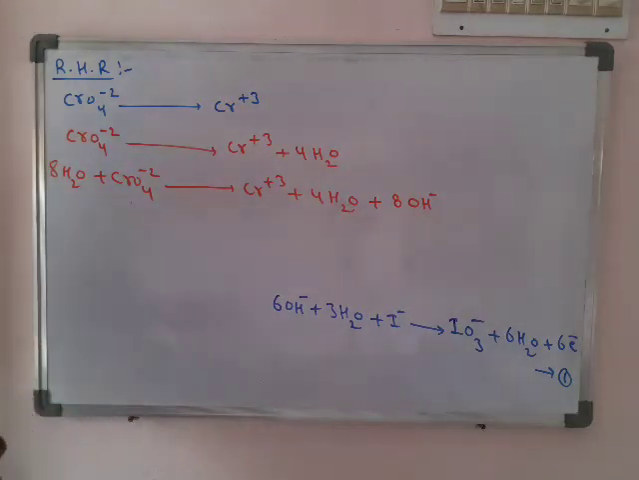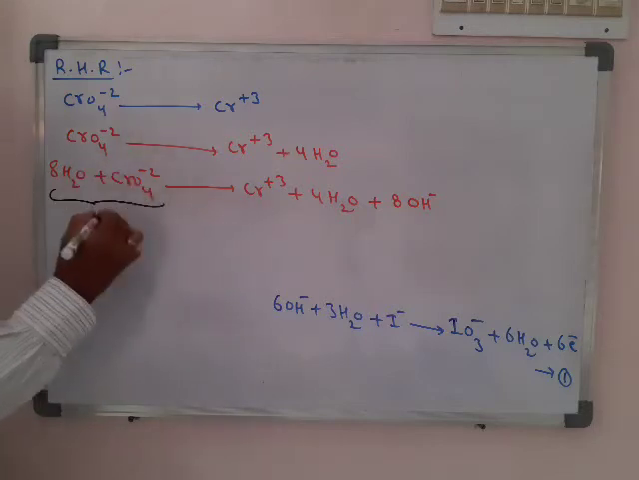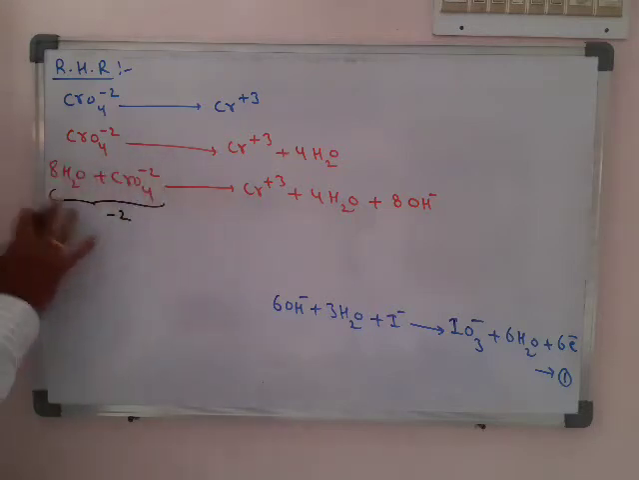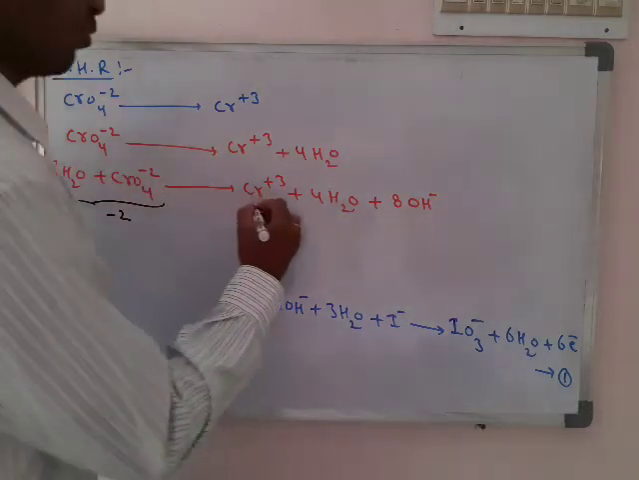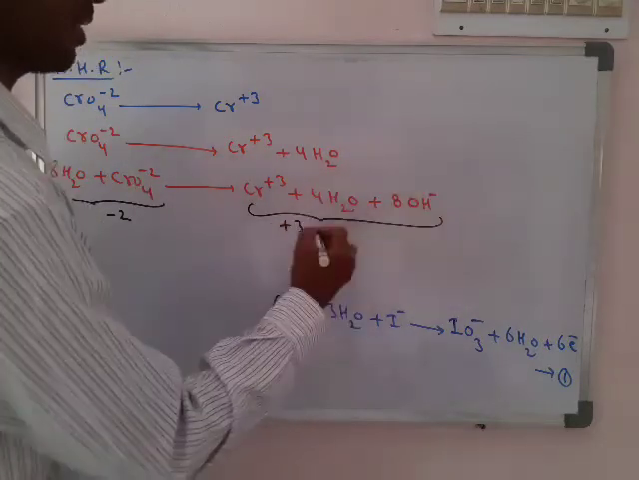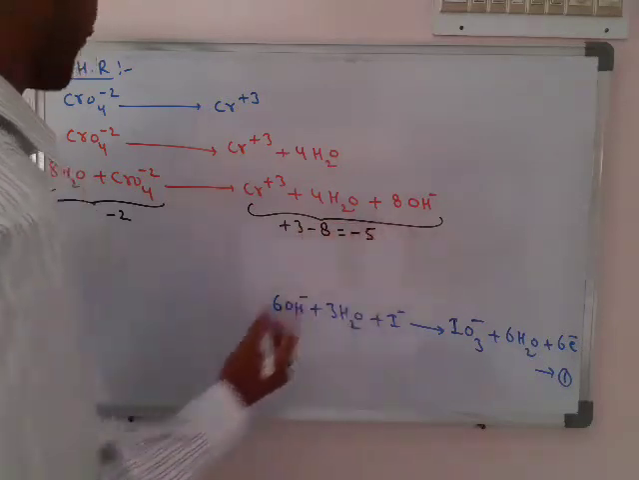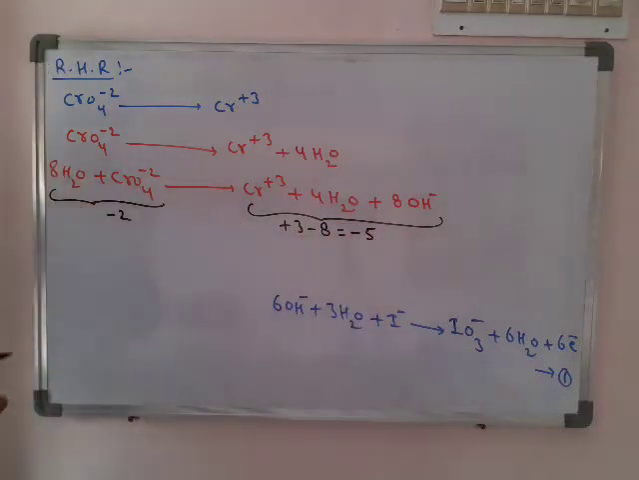Now balance the charge, which is where some people get confused. The left side has an overall charge of minus 2. What is the overall charge on the right side? It's plus 3, and then the minus 8, so the total charge is minus 5. Here minus 2, there minus 5.